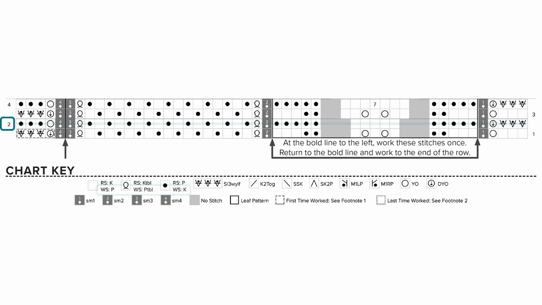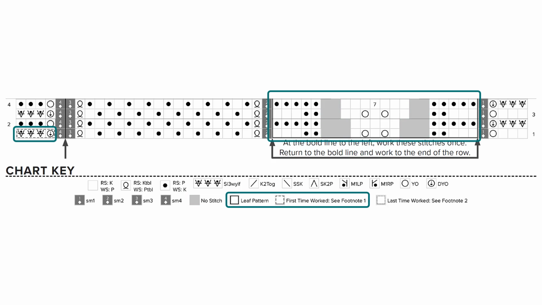each chart symbol. In some patterns that have shaping for lace or other stitches, a no-stitch symbol may represent empty space. There doesn't need to be any action taken for these squares. They're just placeholders in the chart so you can see how the stitches align in columns. Some charts may also include some bordered stitches.